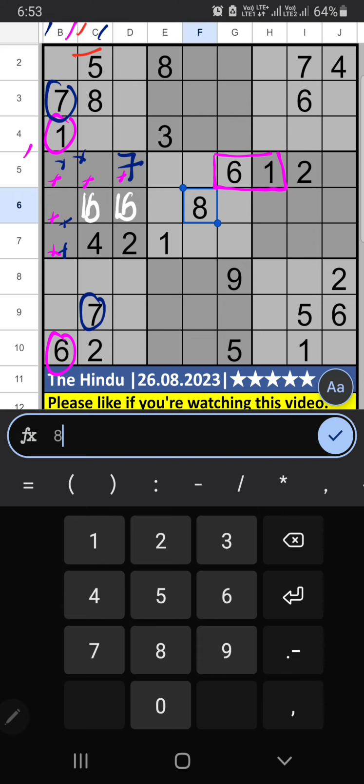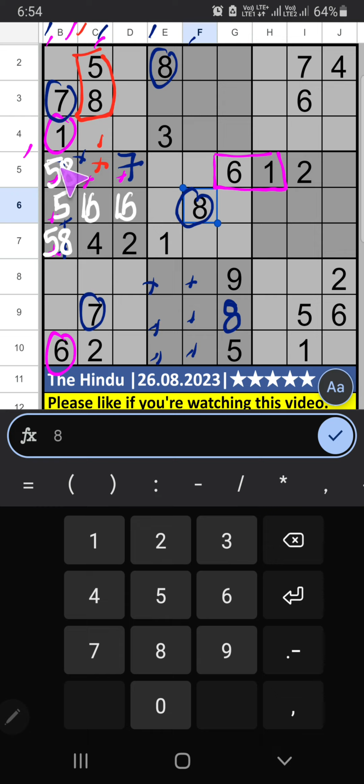Column C, we have 5 and 8. So 5 and 8 can't come in this cell. It will come in one of these cells. Confirm later. Column E, column F, we have 8. So 8 can't come in these cells. Then 8 is confirmed here.